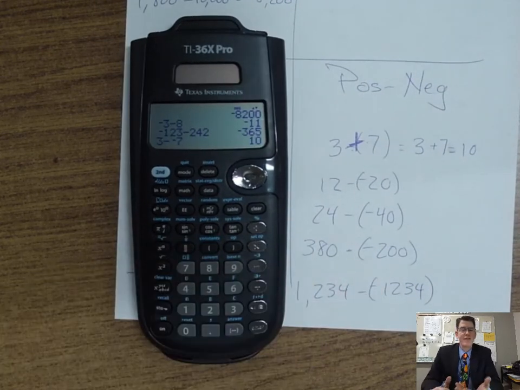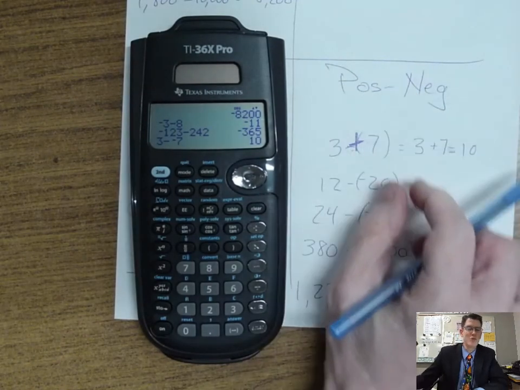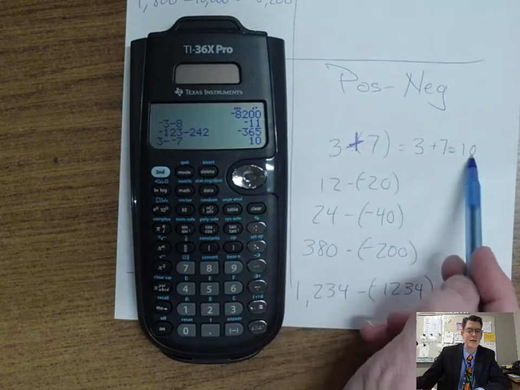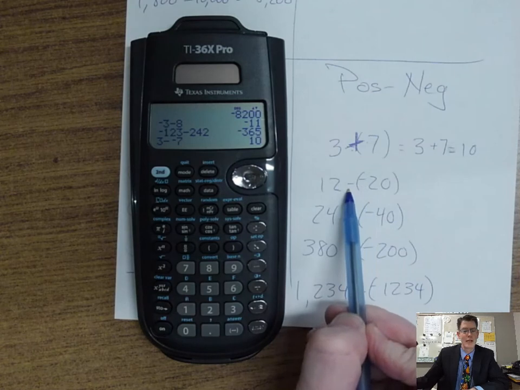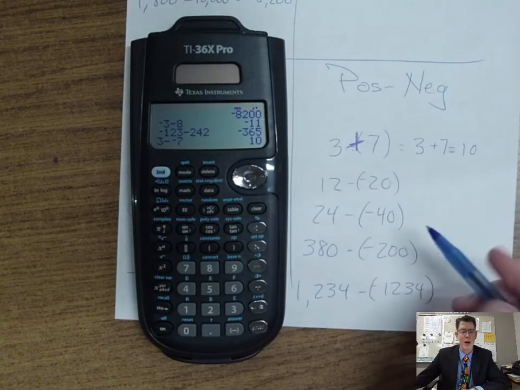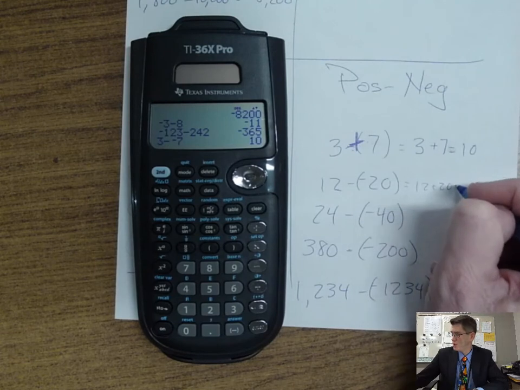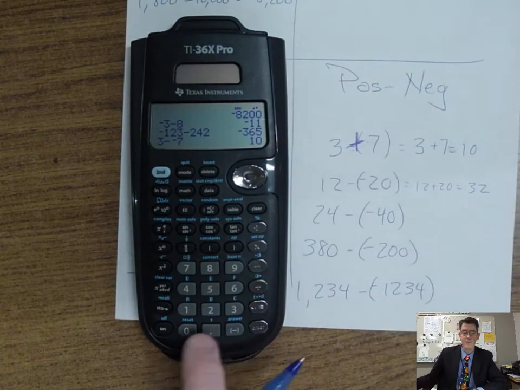One way to think of it is that 3 is being held down by those negative 7s. As you remove each of those negative 7s, this 3 gets higher and higher to 10. But the math trick is if you see two negatives next to each other, just turn it into a positive. Another way to think of it is 12 plus 20, and 12 plus 20 is 32.